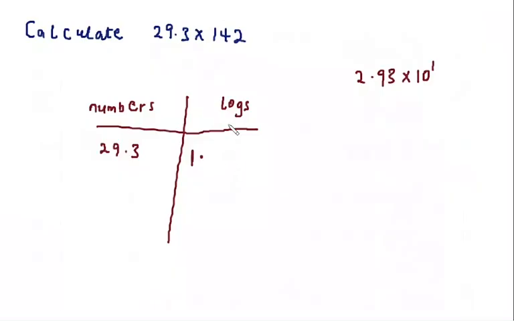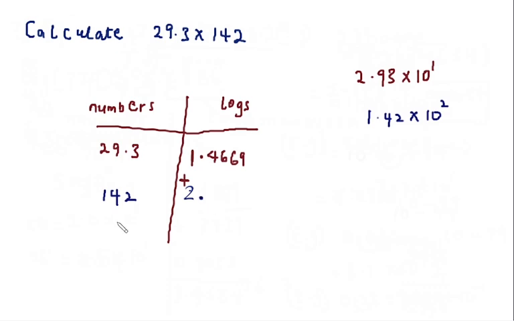So we have 4669. Remember, for logs, multiplication translates to addition. So I'll be adding this to the next number. So my next number is 142. Now if I convert this to standard form, I'll have 1.42 times 10 to the power of 2. This means that my characteristic here is 2 and then point.